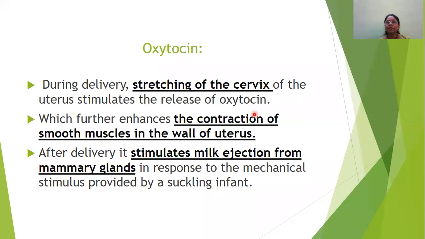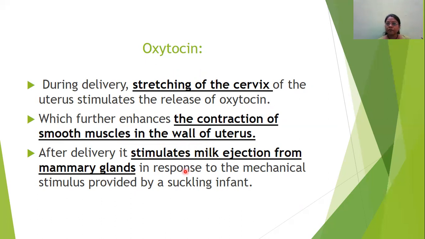So when the baby's head comes towards the cervix region, the cervix is stretched out. And due to this stretching of the cervix, there is release of more and more oxytocin. Okay, which further enhances the contractions of smooth muscles in the wall of uterus. So oxytocin is mainly responsible, during the delivery of the baby in the pregnant woman, for the contraction of smooth muscles in the wall of the uterus, so that the baby can come out from the body of the mother or from the womb of the mother.